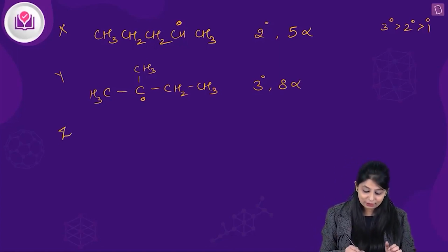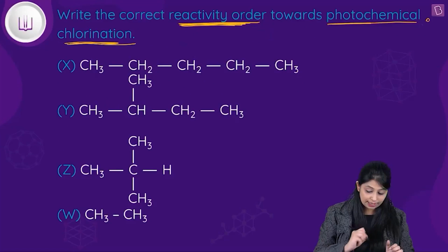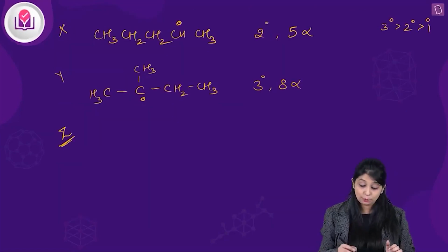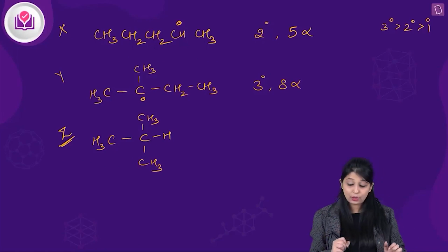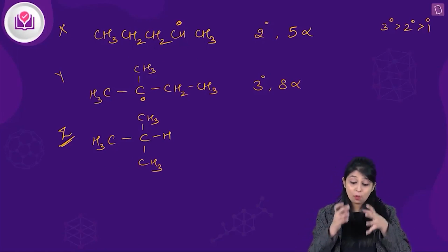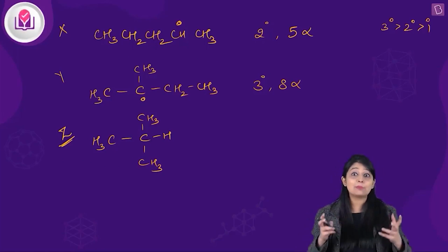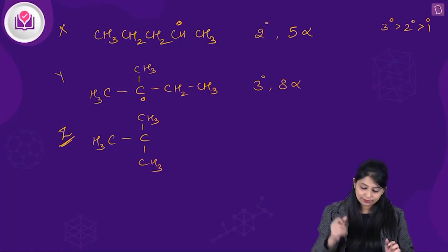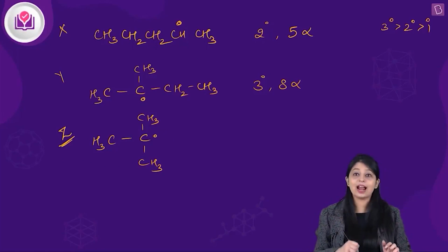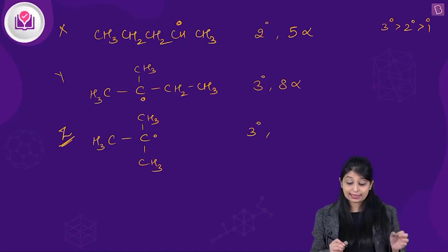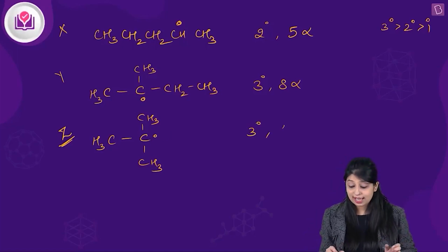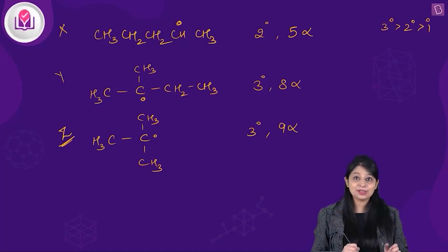Okay, now let's have a look at molecule Z. That is isobutane. Okay, so we have CH3, CH3, CH3 and here we'll have H. Now, what is the most stable free radical in this molecule? That would be this free radical. So this is a 3-degree free radical and how many alpha hydrogens? It has 9 alpha hydrogens.